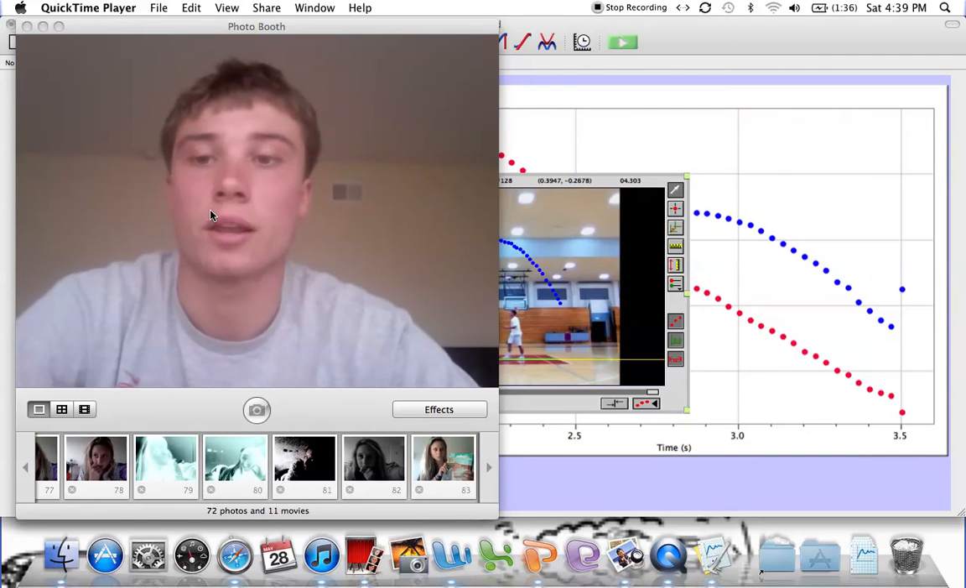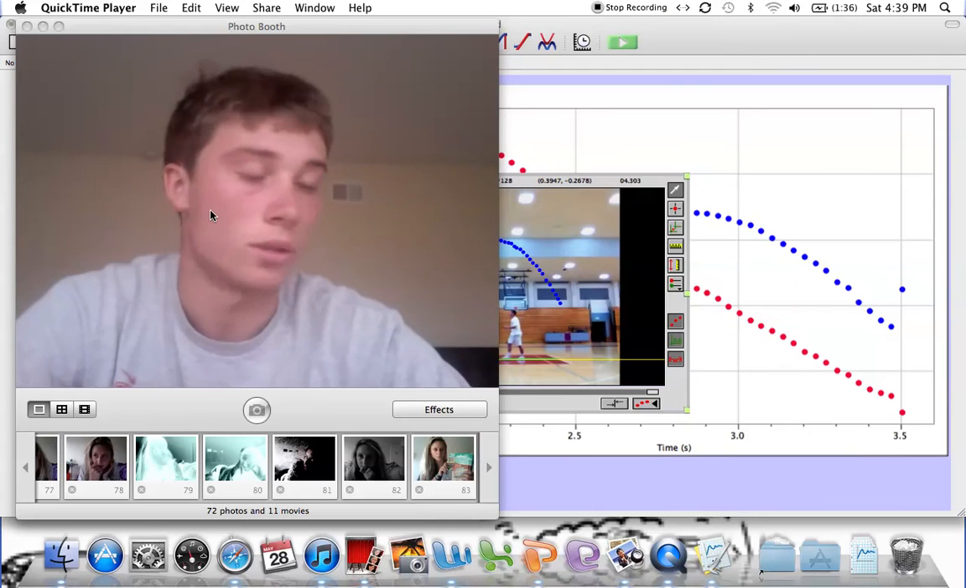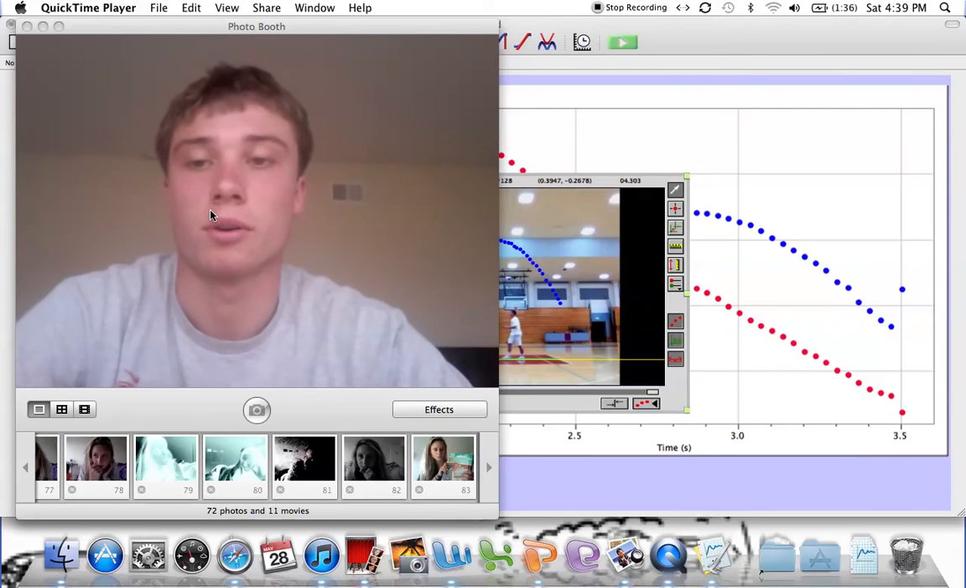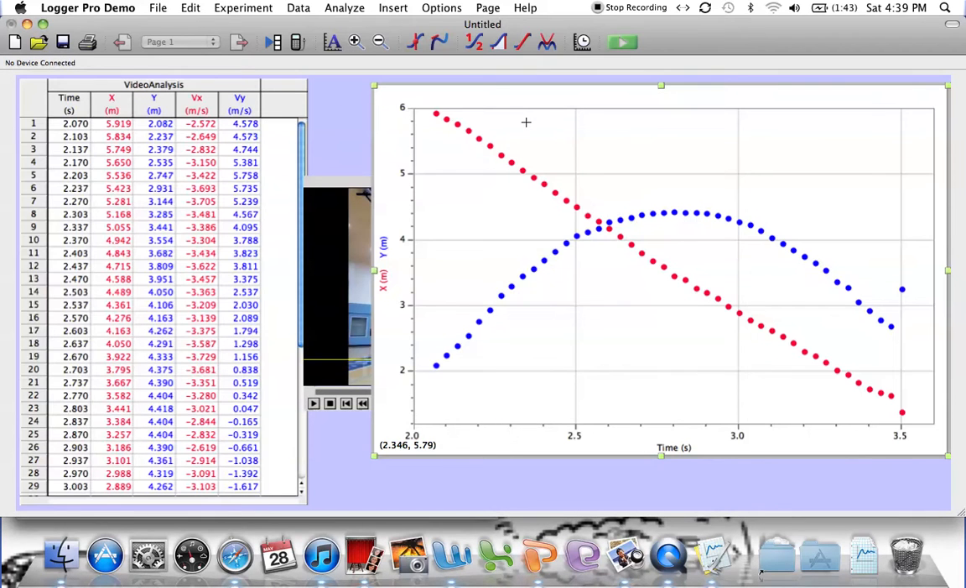Alright, so after we analyze our video in Logger Pro, we now have some data points, and we can use those points in our graphs to conduct our experiments. So the first thing we're going to look at is projectile motion. Okay, so let's go ahead and click on to our Logger Pro graph.